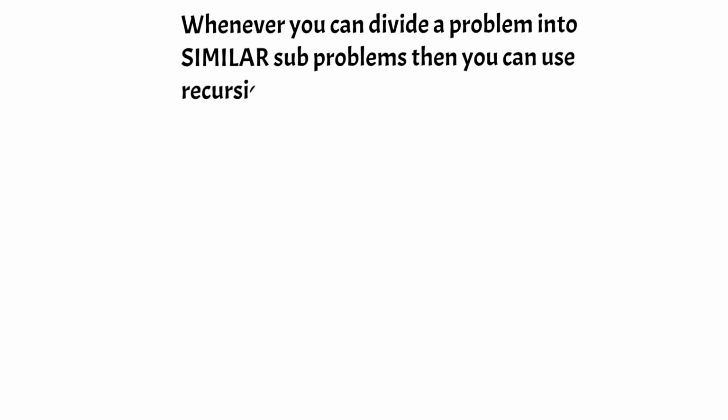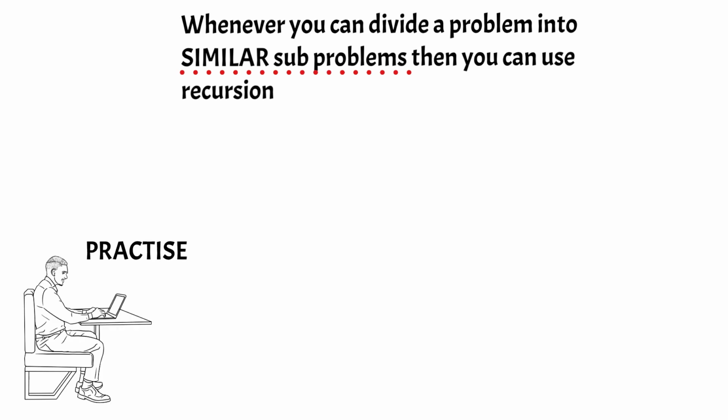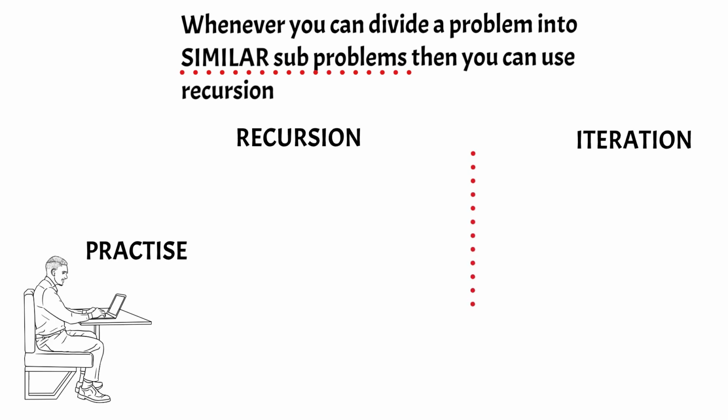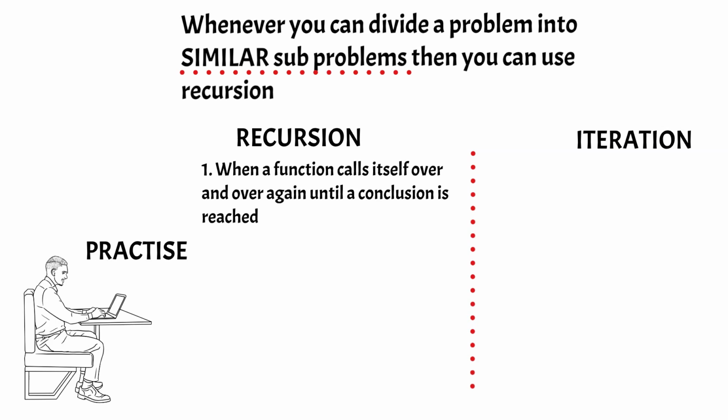Whenever you can divide a problem into similar subproblems, then you can choose recursion. Please note that the important point here is that the subproblems should be similar, otherwise we cannot choose recursion. The best way to identify whether a problem should be solved recursively or not is to do a lot of practice. But before practicing recursion, you must clearly know the difference between recursion and iterative loops. So let us have a look at the differences between recursion and iteration. The first difference is, when a function calls itself over and over again, until a conclusion is reached, or the base case is reached, it is known as recursion.